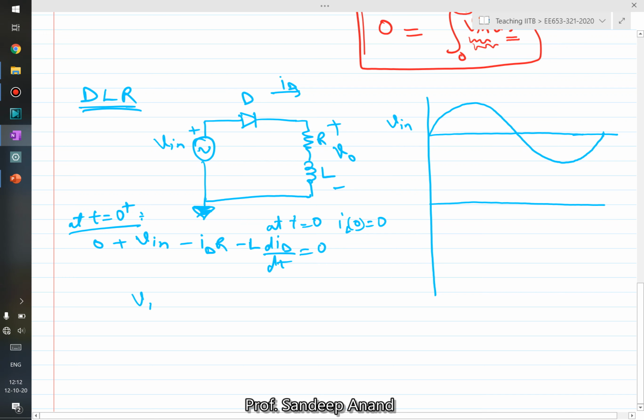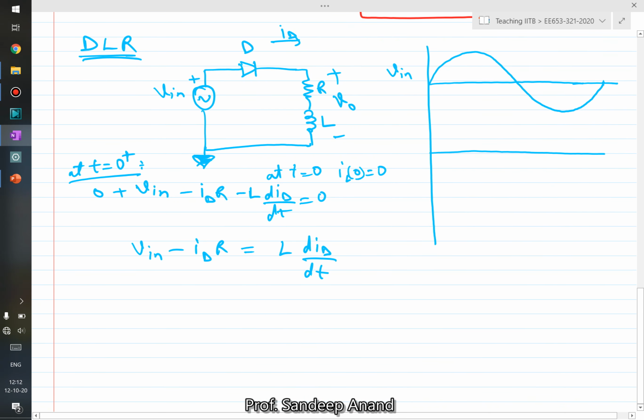I can rearrange this thing. Let's write it as ID into R. Let's take L dID by dt on the right side. Now if you see at t equal to 0 plus, your input voltage is rising, your current is still very small value, right? So overall this term becomes positive, and therefore the derivative becomes positive, and therefore the current starts increasing. So if I start drawing ID, which is same as IL and same as input current, it will start from 0 and it will start rising.